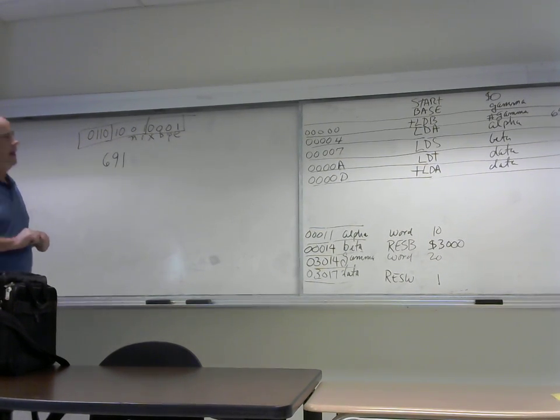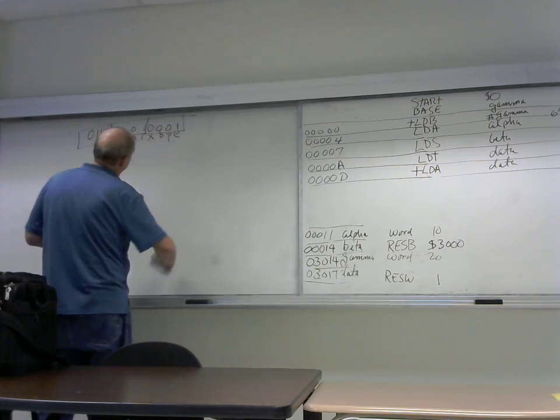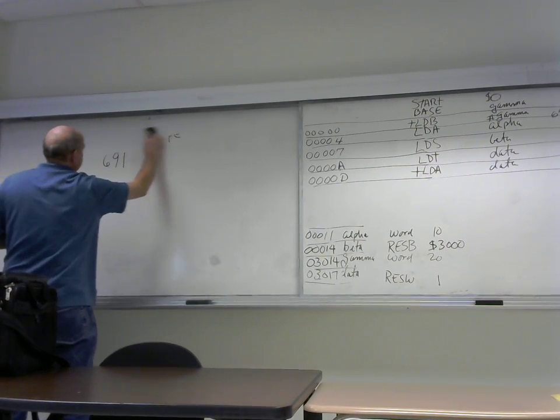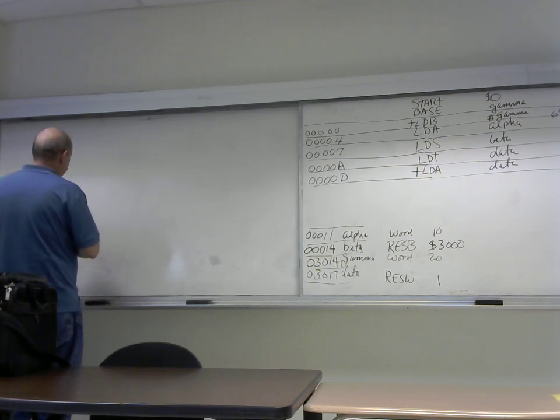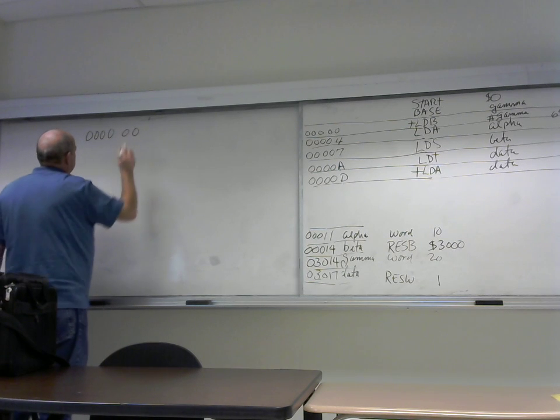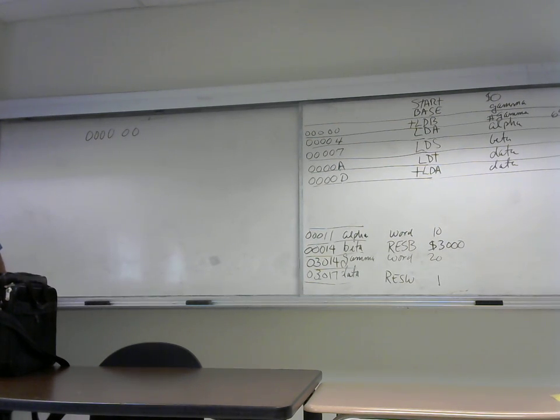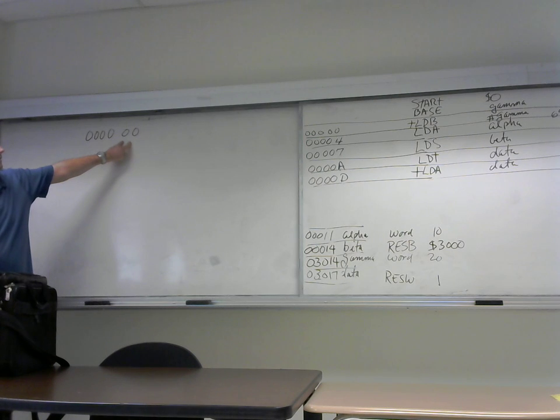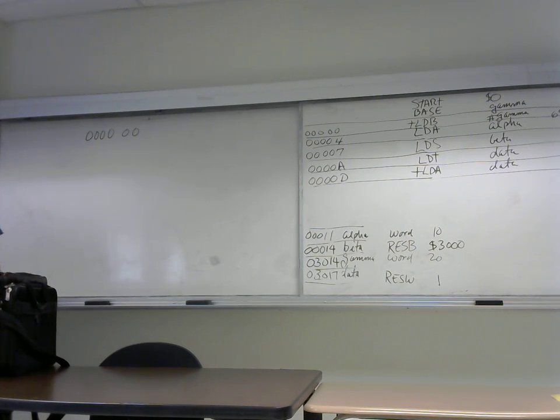Next one, LDA alpha. Okay, LDA is 00. So the opcode is 00. Now, why are there only 2 zeros here instead of 4? Hex digits 0, 0 is the opcode. Why? The format is 6, and the last 2 bits of the opcode are always 0. Okay.